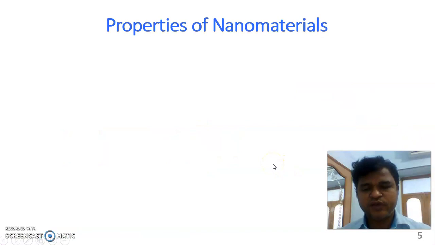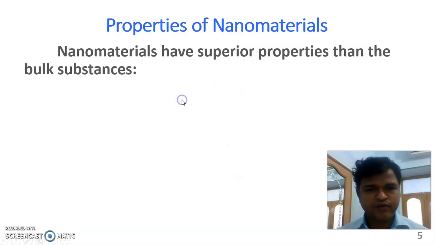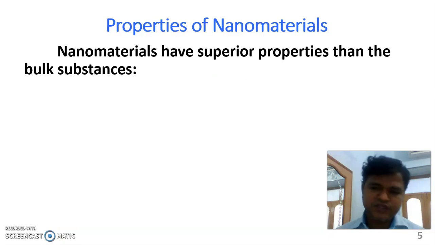Properties of nanomaterials. Why are we using nanomaterials? What is the demand for nano? The demand for nano is only due to their properties, the drastic changes in the properties. What we observed is that nanomaterials have superior properties to the bulk substance. And now you may have one doubt: what is a bulk substance? Bulk substances are what we can see with our naked eyes, minimum 1 centimeter to meter in size. Whatever the material, powders, sugar, salts, all come under bulk substances.